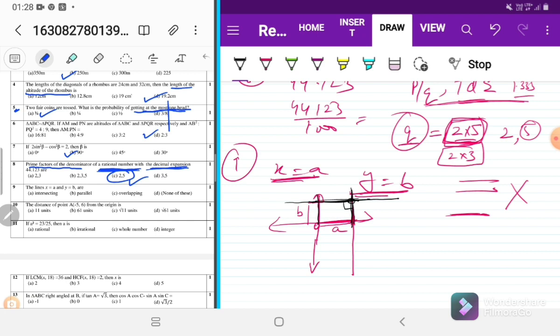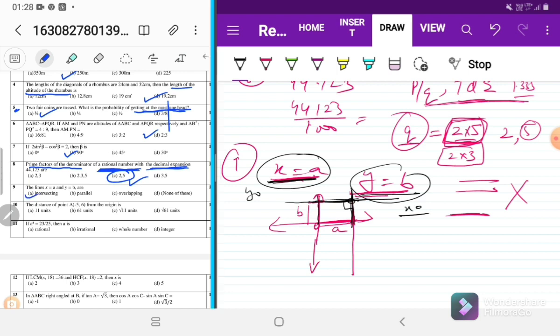Even if you do not draw the graph, you can easily find it. It is only for the x-axis, it is only for y. If it is the x-axis, its y is 0. If it is the y-axis, its x is 0. That's it. This way you can find your answer. So your answer is intersecting, that is A.